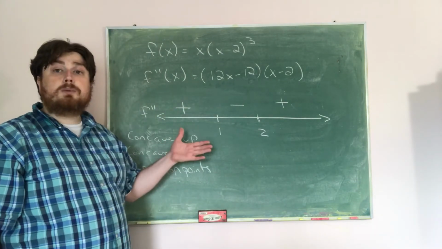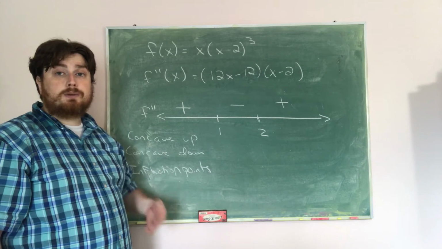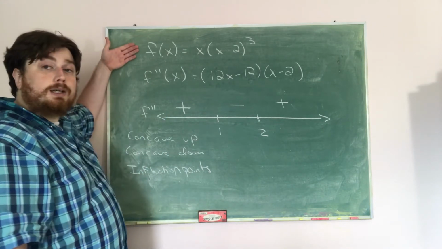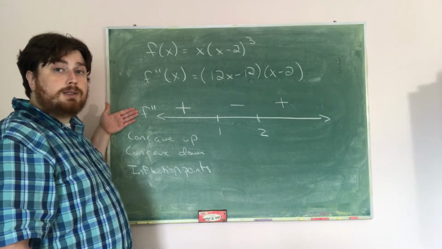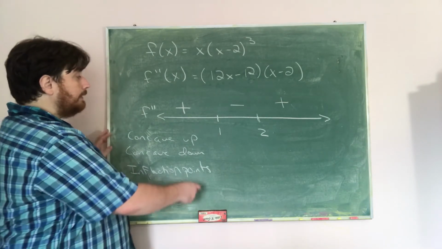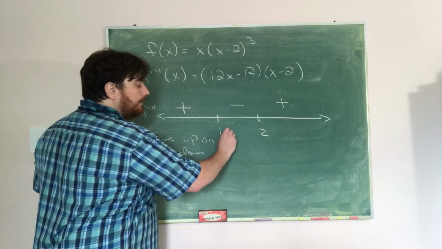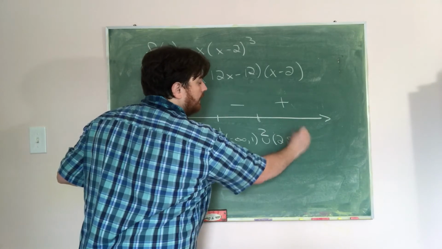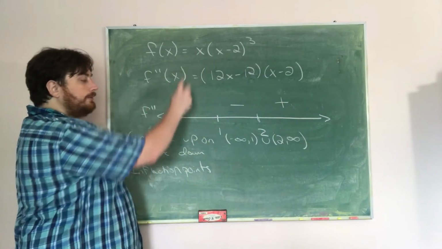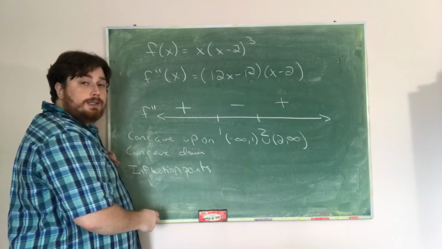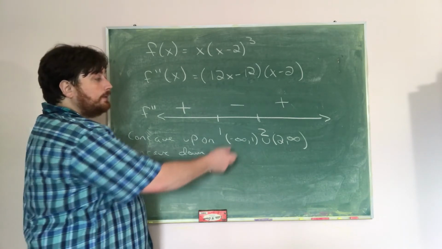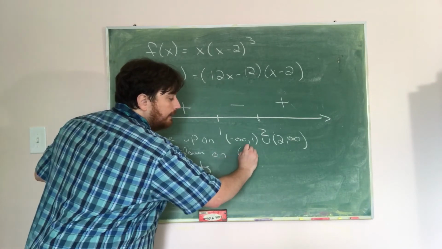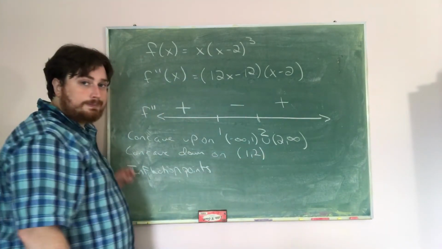Now that we have our number line, we're able to determine where this function is concave up, concave down, and what the inflection points are. Remember, my function is concave up if my second derivative is positive. So our second derivative is positive on the interval negative infinity to 1, union 2 to infinity, which means my original function is concave up on that same interval. In the same way, my second derivative is negative on the interval 1 to 2, so my function is concave down on the interval 1 to 2.